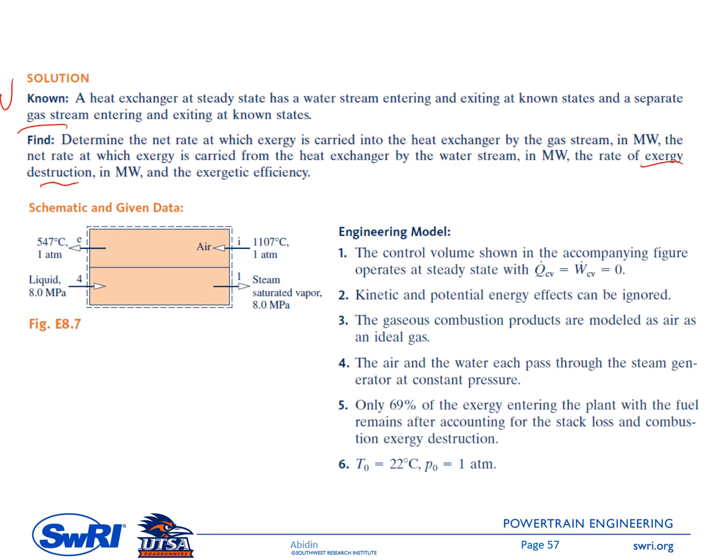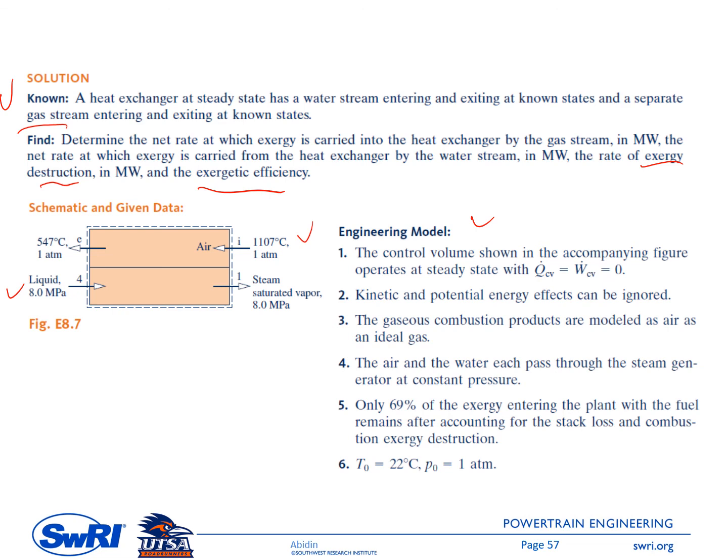And the last question is the exergetic efficiency. This is the schematic of the heat exchanger. So we have two streams here. One is the gaseous stream, the second one is the steam stream. And this is the assumption of the model. So this is the control volume.